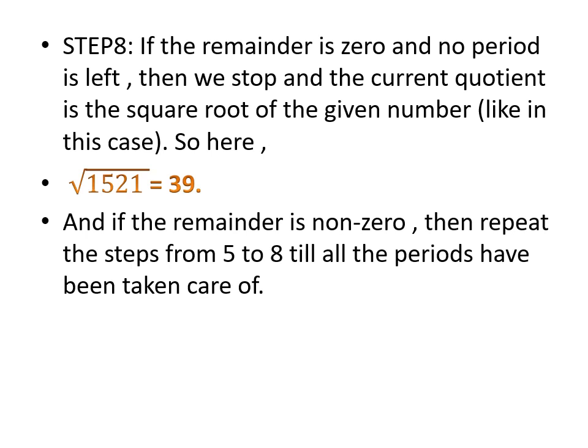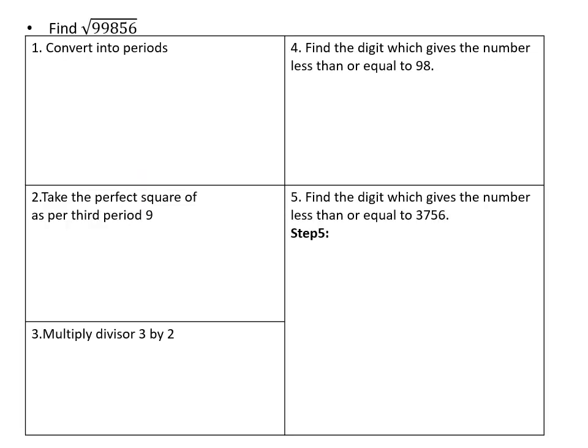And if the remainder is non-zero, then repeat the steps from 5 to 8 till all the periods have been taken care of. So let's take another example. Now here we have to find the square root of 99,856. But before starting the method, first we have to convert it into the periods.